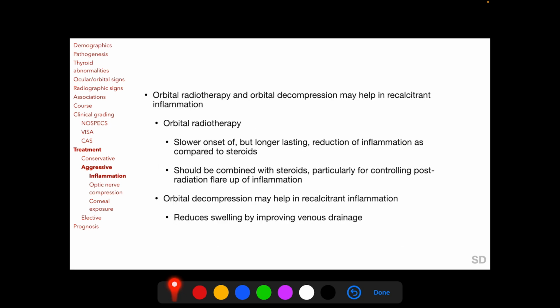As mentioned, orbital radiotherapy and orbital decompression surgery may help in recalcitrant inflammation. Orbital radiotherapy results in a slower onset but longer lasting reduction of inflammation as compared to steroids, and it should be combined with steroids for controlling immediate post-radiation flare-up of inflammation. Orbital decompression surgery may help in recalcitrant inflammation by improving the venous drainage, thus reducing swelling from inflammation.